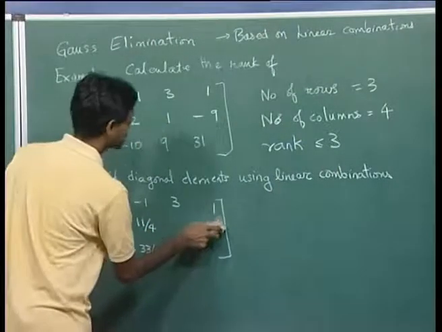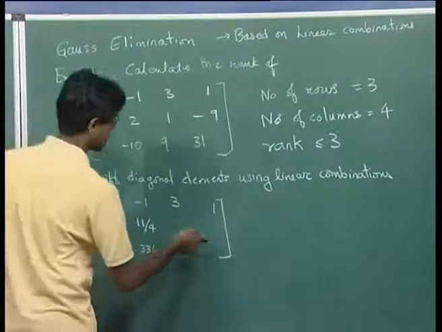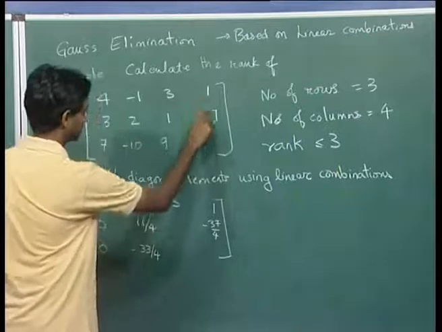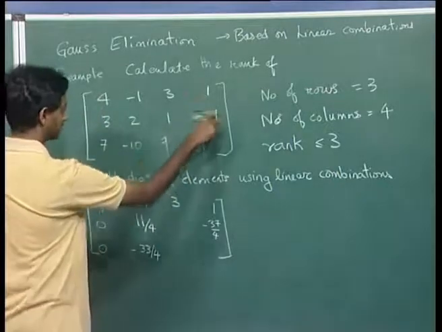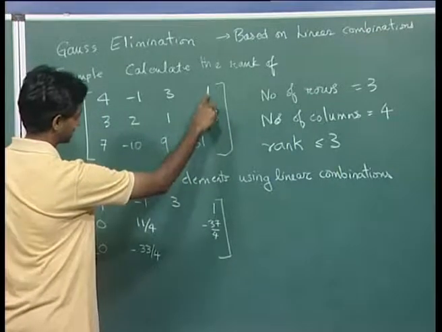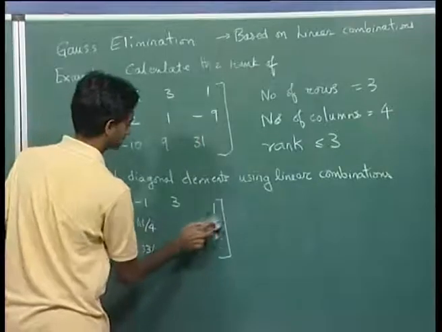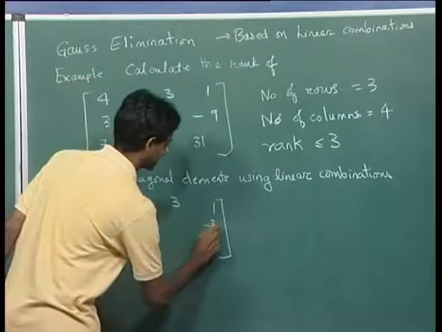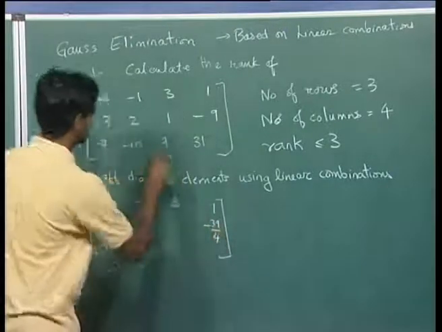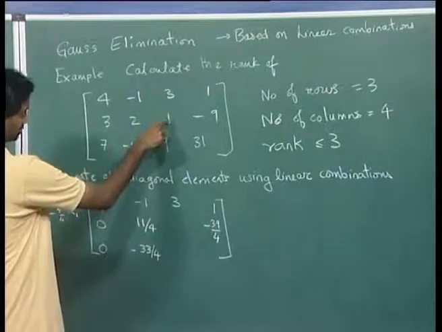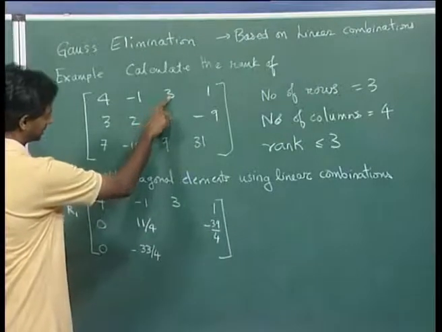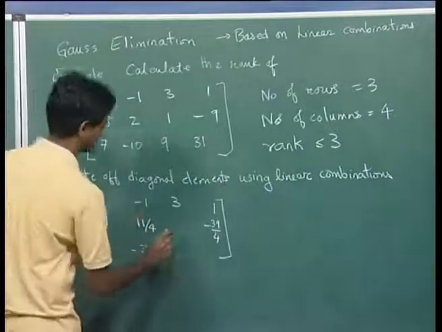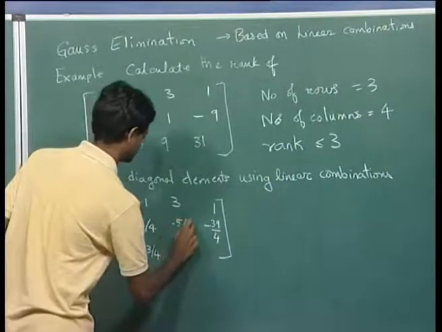So this should read: this is minus 37 by 4. So, 1 minus 3 by 4 of 1. So, 9 minus 9 minus 3 by 4. So, minus 9 is minus 36 by 4. So, minus 39 by 4. Then 1 minus 3 into 3 by 4, 3 into 3 is 9, 9 by 4, so 1 minus 9 by 4 is minus 5 by 4.